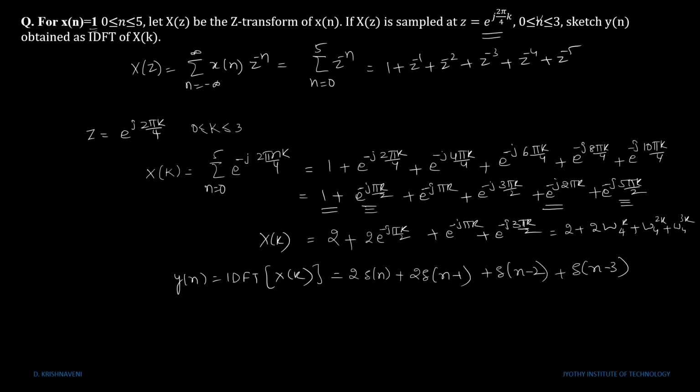Because delta of n minus n naught, the DFT is W4 to the power of n naught into k. Or IDFT of W4 to the power of n naught into k is delta of n minus n naught. So we have got, if you want to write it as a sequence, you can write it as 2 2 1 1. See, original sequence had 5 ones. Now because of taking only 4 samples per cycle, when you found out the IDFT or when you reconstructed back the original sequence, you can see original sequence is not equal to the actual input sequence.